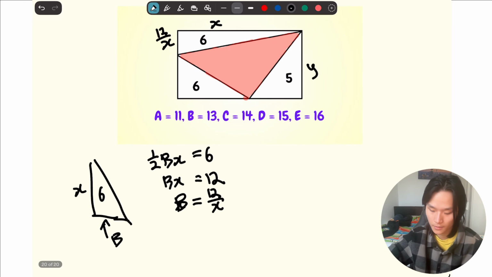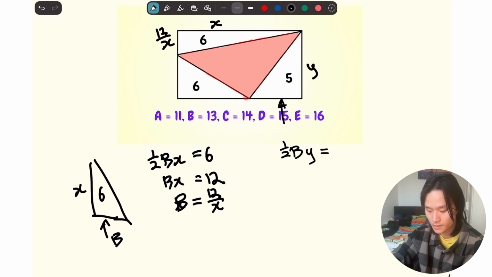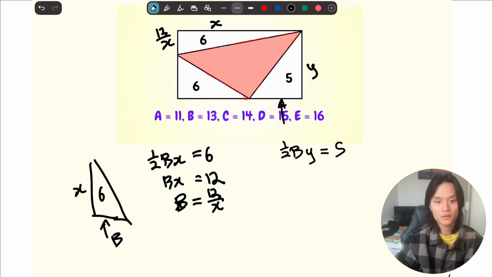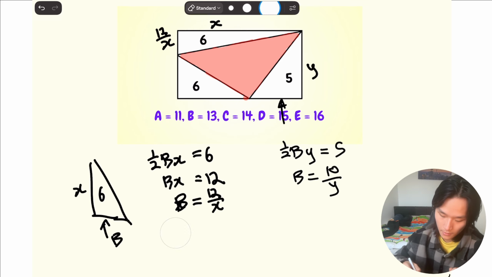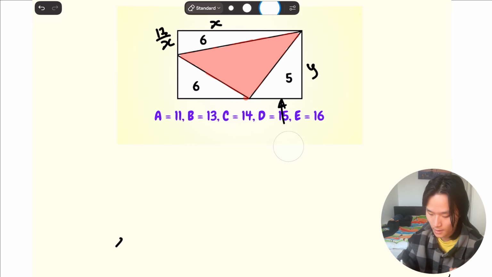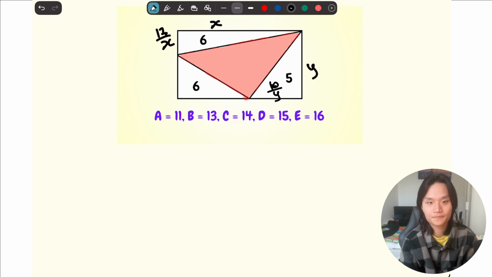And then what about this base here? Well, once again, we have half by, that equals 5. So if we do all the simplification, we get b equals 10 divided by y. So let me cross all of this and then write 10 divided by y here. So that's 10 divided by y.